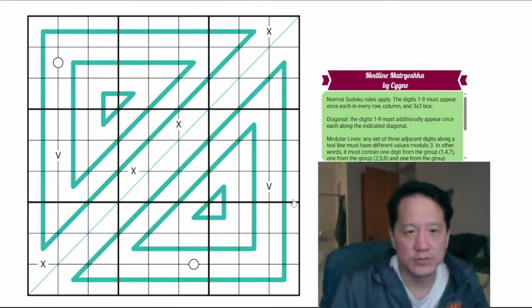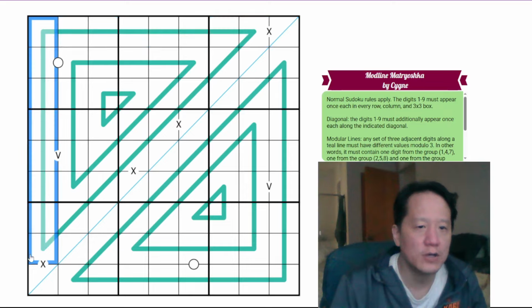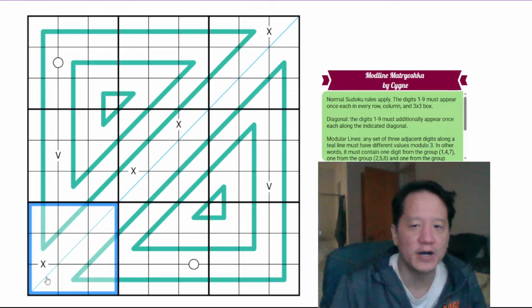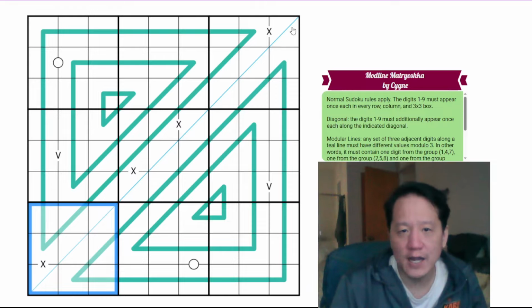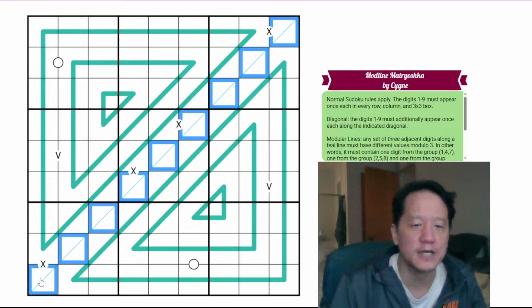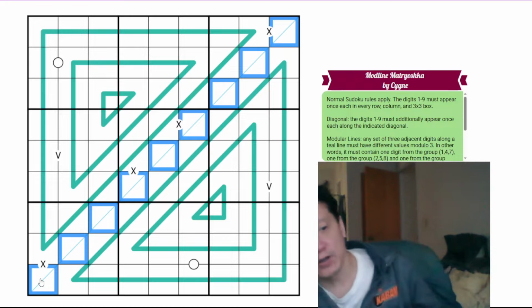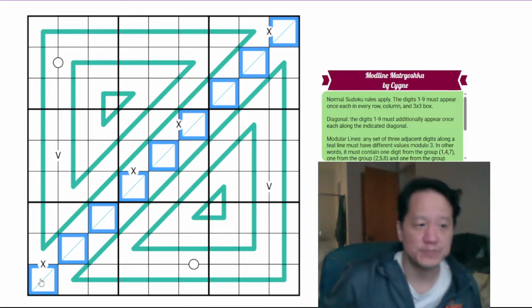Today's very easy puzzle is called Modline Matryoshka by Signe, and here are the rules. Normal Sudoku rules apply. That is, the digits 1 through 9 must appear once in every row, column, and 3 by 3 box. We have a diagonal rule where the digits 1 through 9 must additionally appear once each along the indicated diagonal. Or another way of putting it is that there cannot be repeats along this diagonal.